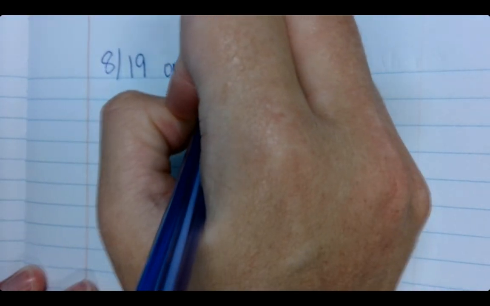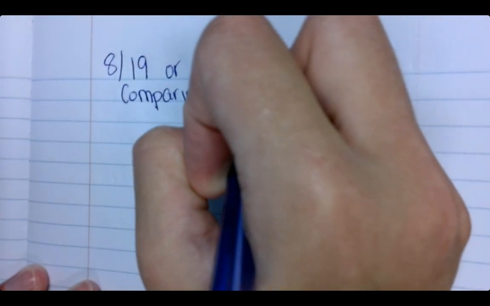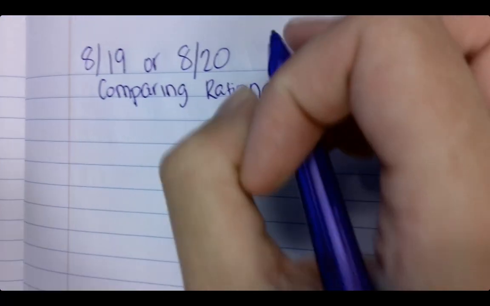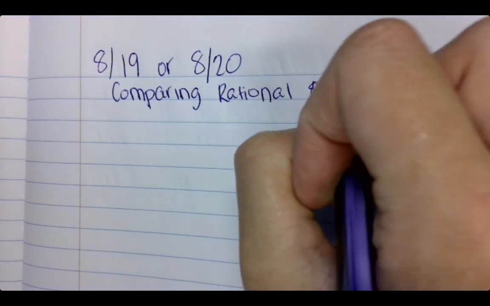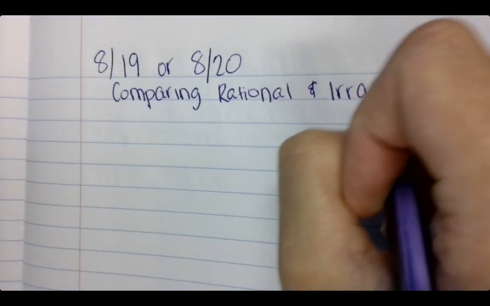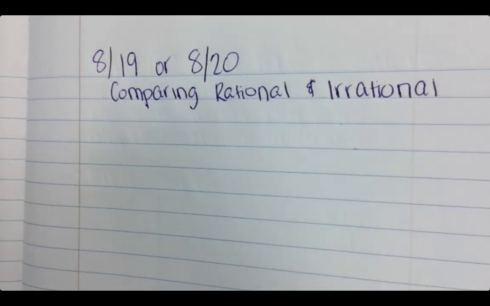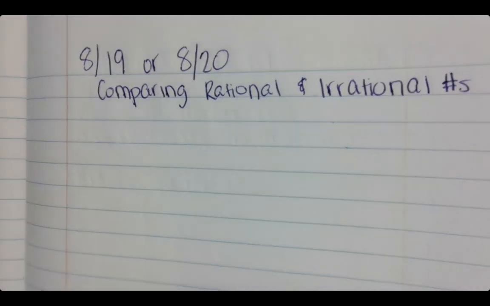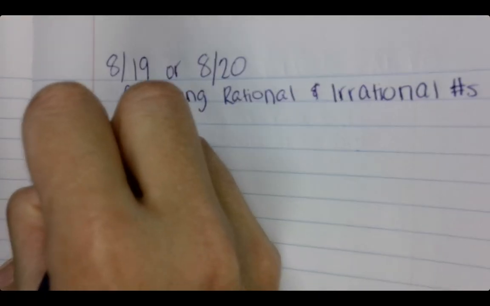So as always, let's put today's date, depending on when you're watching this, is either 8/19 or 8/20. And we are talking about comparing rational and irrational numbers. All right? So let's look at some examples.